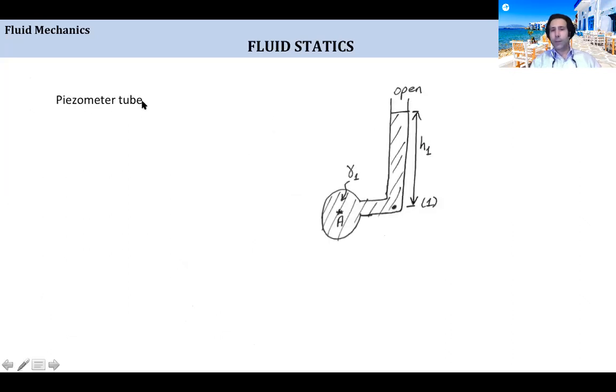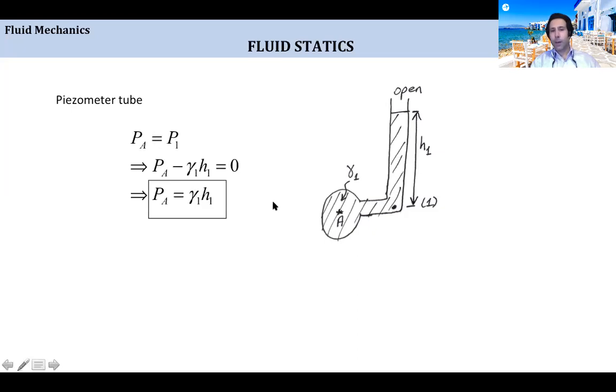So let's start with the piezometer tube. This is the schematic for the piezometer tube manometer. So we have one fluid, which is the fluid within the reservoir or pipe, and it has the specific weight of gamma one. And what you want to do is measure H1. So once you do the reading, if you can read this height, the elevation of the fluid within the pipe, you can calculate pressure. And for this purpose, we know that PA is the pressure that you want to measure.